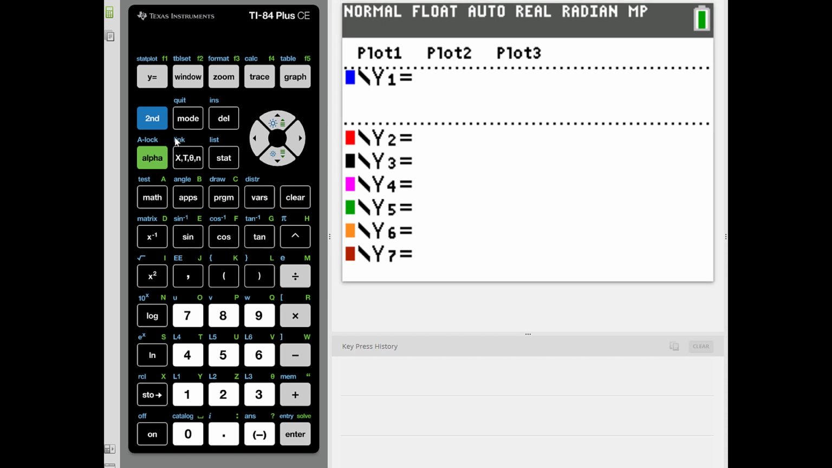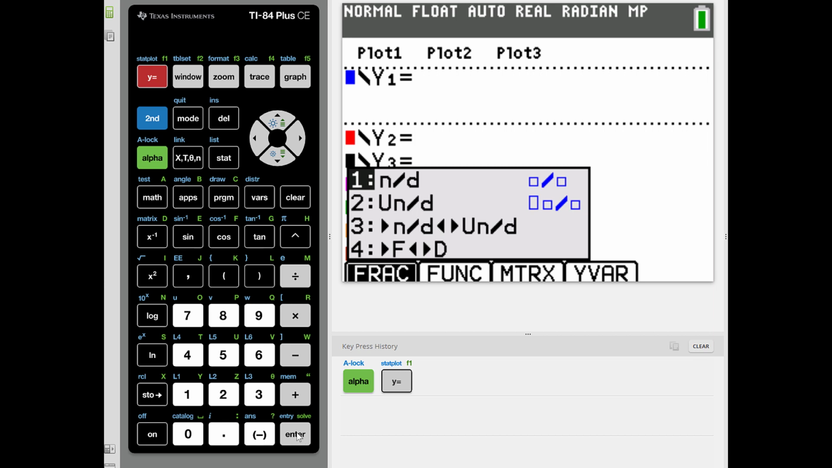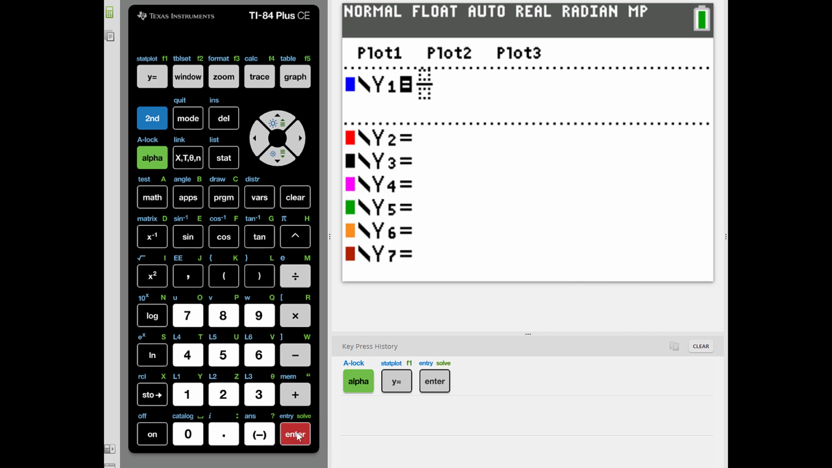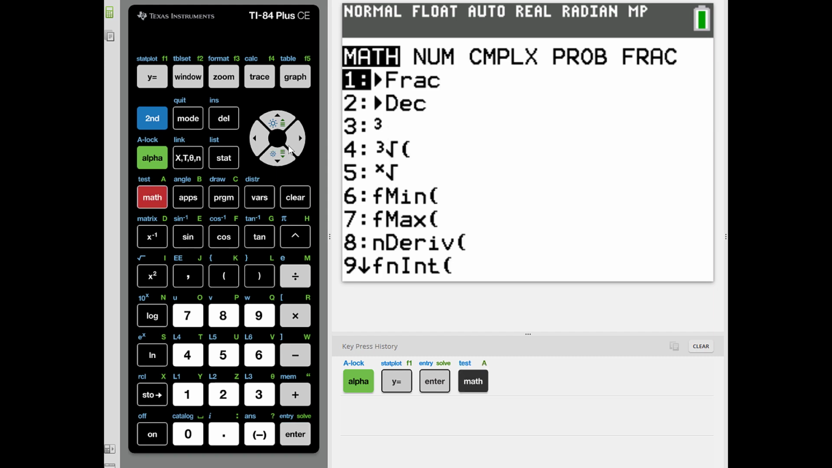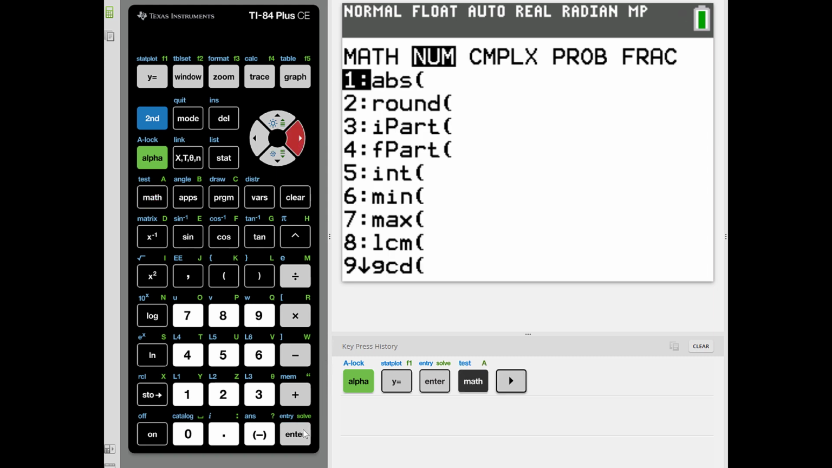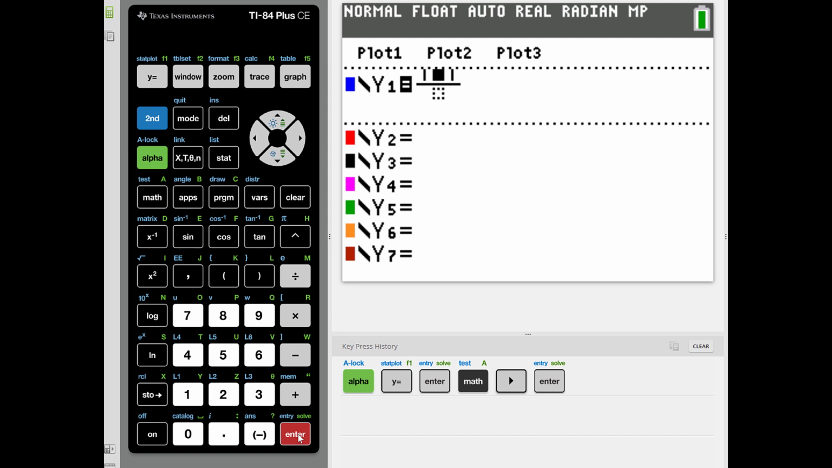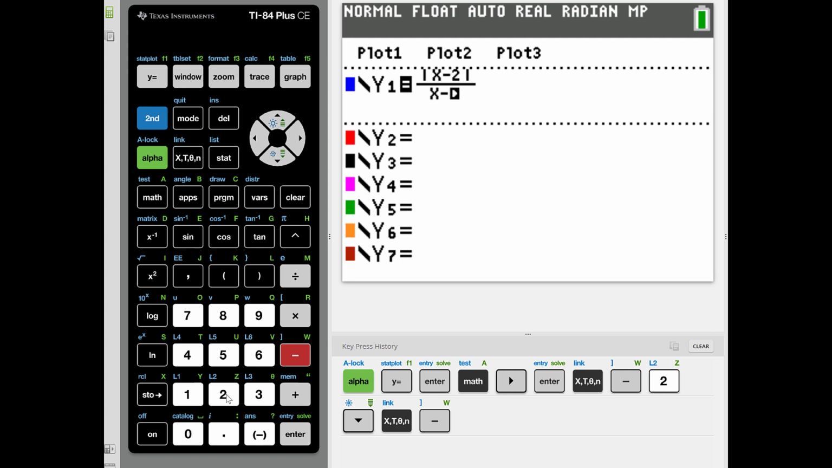I'm going to press the y equals button, and under y sub 1, I'm going to go alpha, y equals, enter to enter a fraction. We're going to need absolute value, so I'm going to press math, right arrow key, enter on number 1 for absolute value. Then we're going to input x minus 2. Down arrow key, and we're going to input x minus 2. Now we're going to go second and quit.